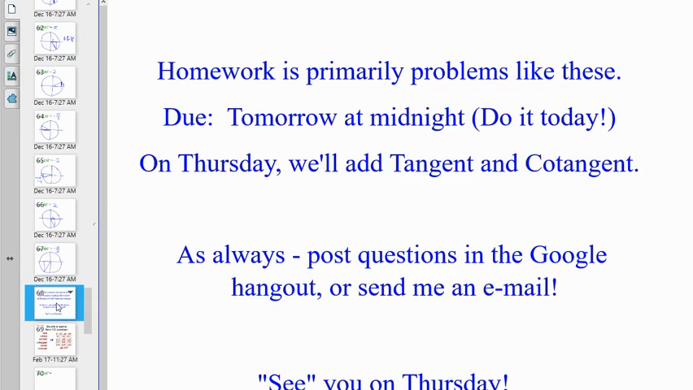On Thursday, it'll be the same idea, but we will add on tangent and cotangent values. So if you've got questions about this, certainly let me know and I'll try to get things cleared up. But as long as we're okay with what we did today, tangent and cotangent should be a pretty easy addition.